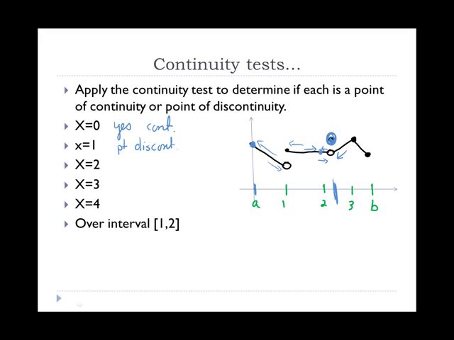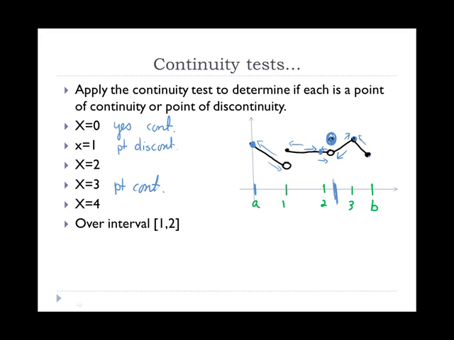So if we're talking about right above 2, that is continuous, but if I meant to talk about this one here with the open circle, that would be a point of discontinuity. At x equals 3, we finally have something nice and clean. Go from the left, go from the right, equals the function value. That is a point of continuity.